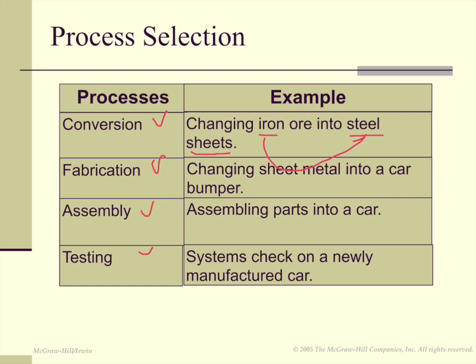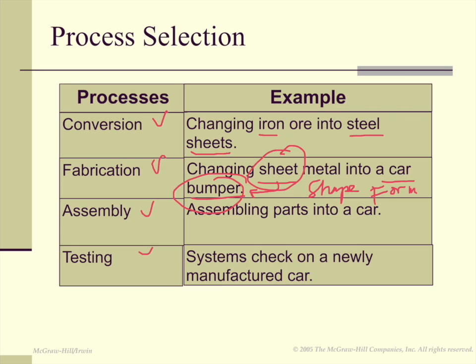And then the second, the fabrication. Fabrication is changing sheet metal into a car bumper. So it is just changing in shape, or in form, not in material. The conversion is changing the material from iron into steel. In the fabrication, changing the form from the sheet into a bumper.